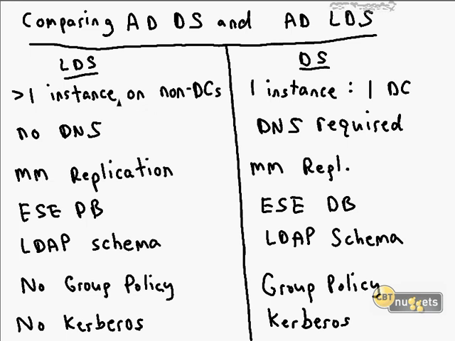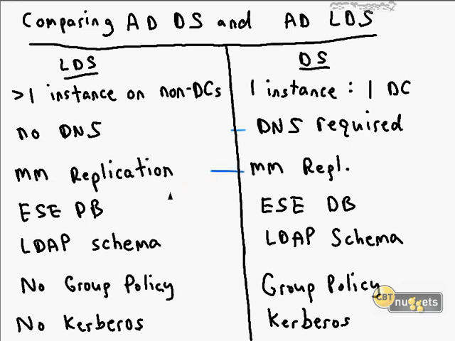As I've already said, we can have more than one LDS instance on a non-domain controller machine, whereas with Active Directory Domain Services, I'm sure you remember this from 03, it's a one-to-one relationship. One installation of Active Directory per one domain controller. DNS is another issue. DNS is not required for LDS. Of course, you remember that it is required for DS.